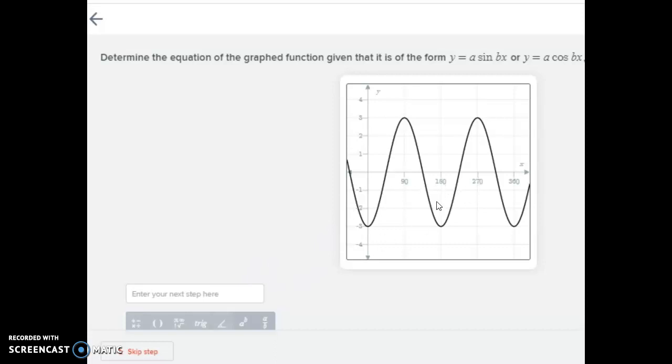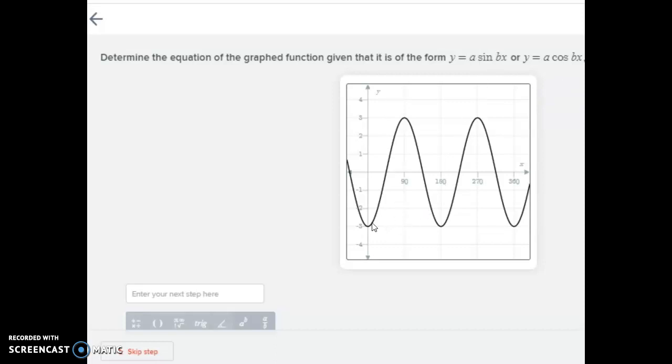All right. First thing to discuss, so we have A for amplitude and B for frequency. We do not have a phase shift and we do not have a vertical translation. So phase shift is 0, vertical translation is 0. Don't have to be concerned with it. What we do need is an amplitude and a frequency.